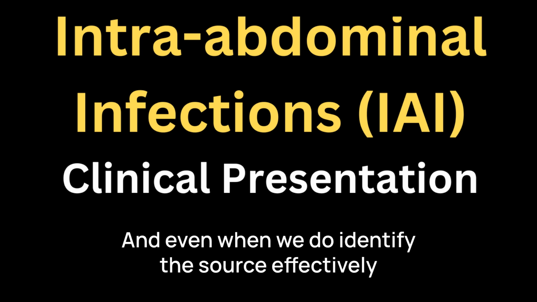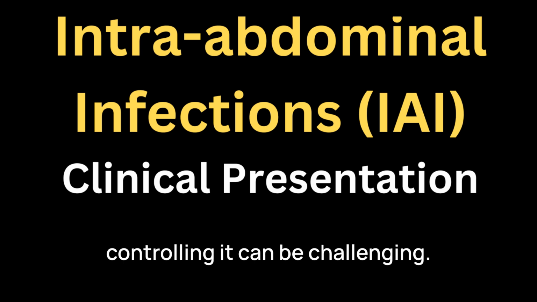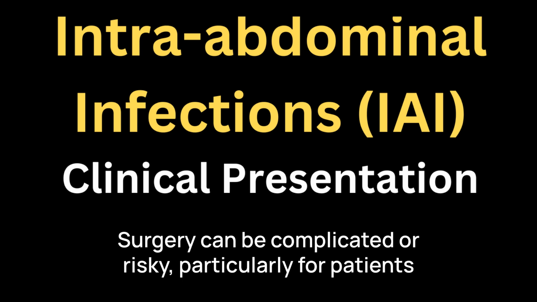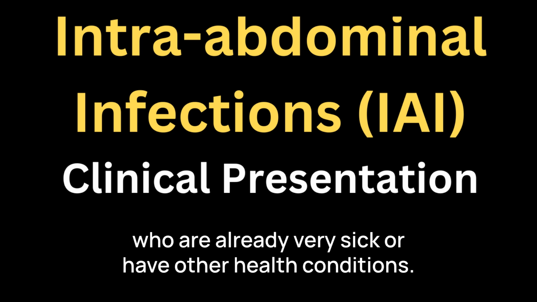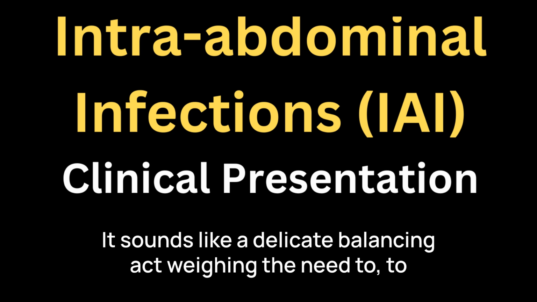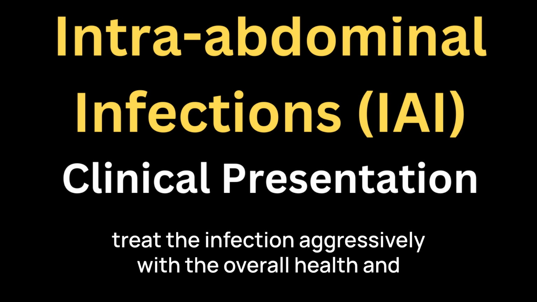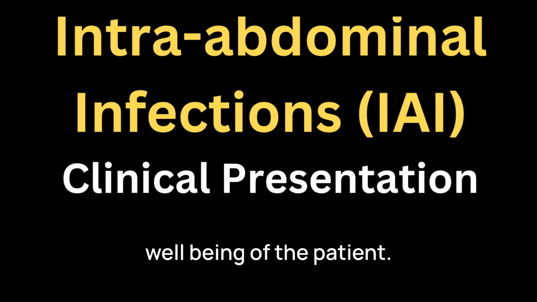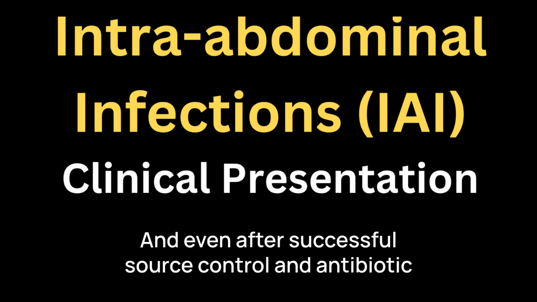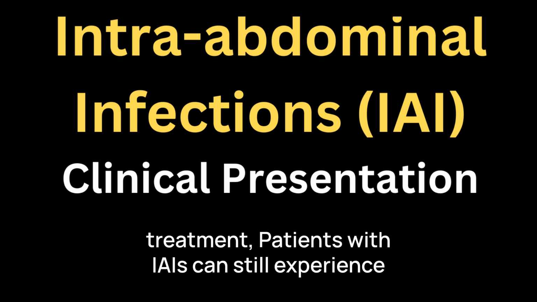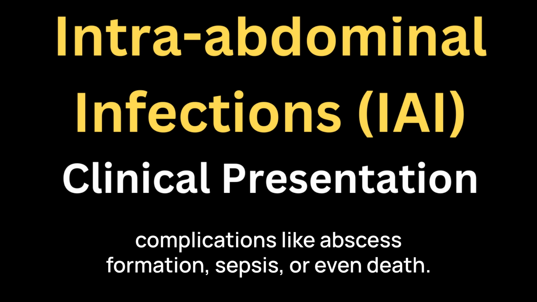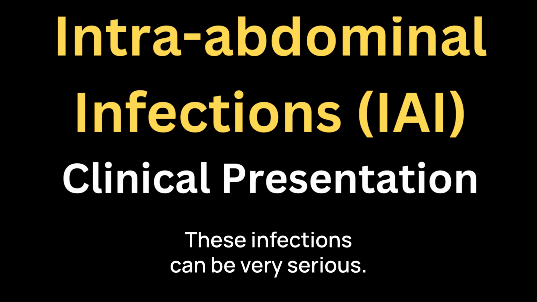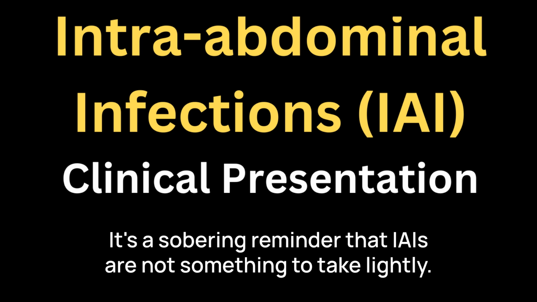Precisely. And even when we do identify the source, effectively controlling it can be challenging. Surgery can be complicated or risky, particularly for patients who are already very sick or have other health conditions. It sounds like a delicate balancing act, weighing the need to treat the infection aggressively with the overall health and well-being of the patient. That's exactly right. And even after successful source control and antibiotic treatment, patients with IAIs can still experience complications like abscess formation, sepsis, or even death. These infections can be very serious. It's a sobering reminder that IAIs are not something to take lightly.